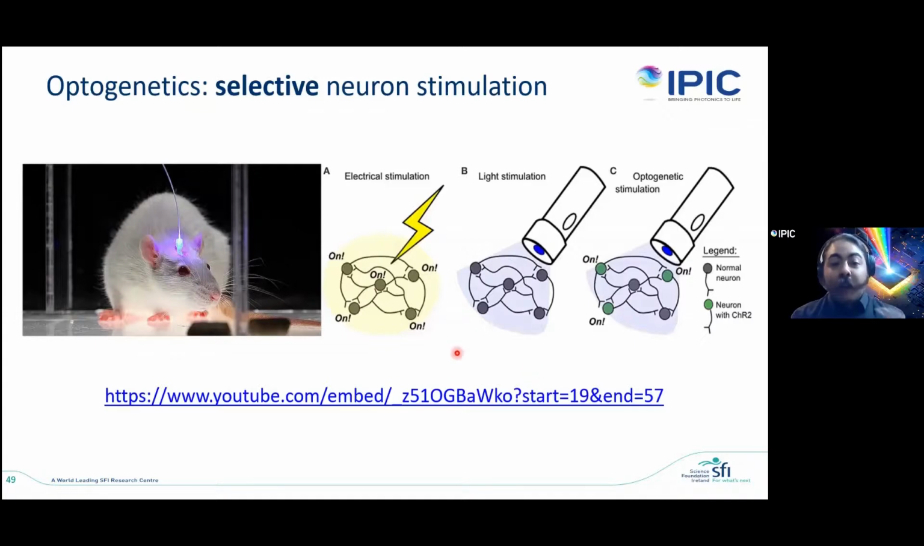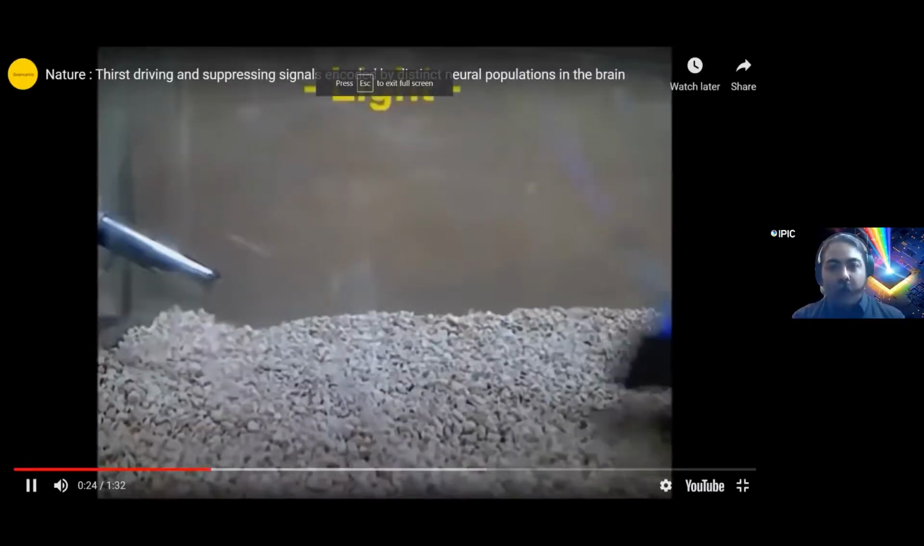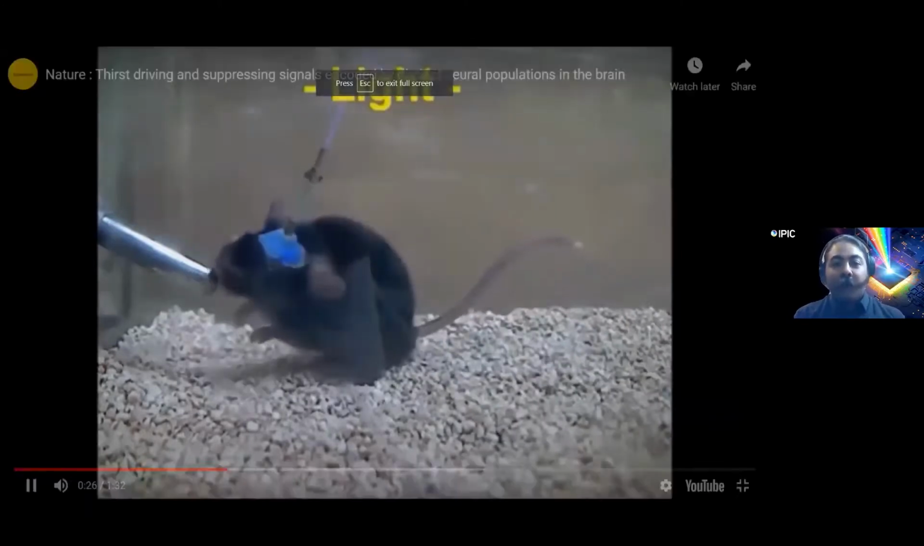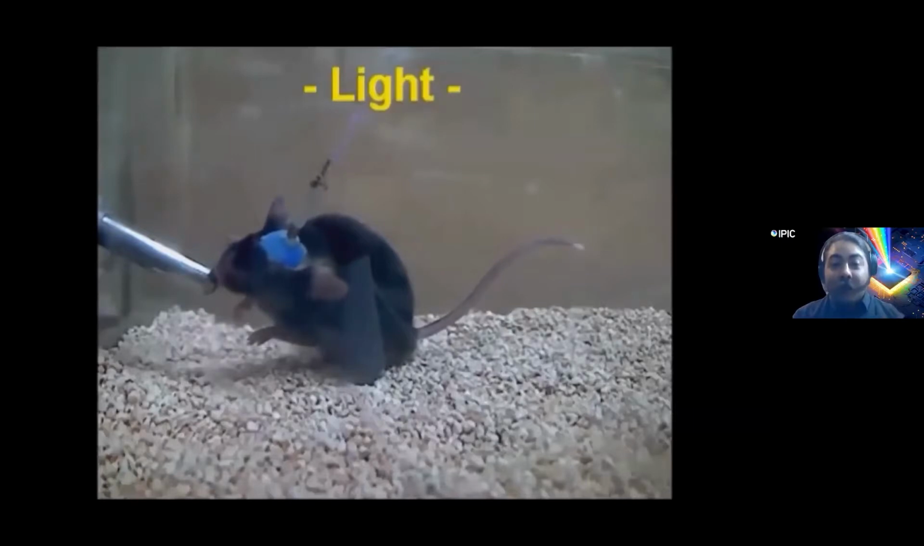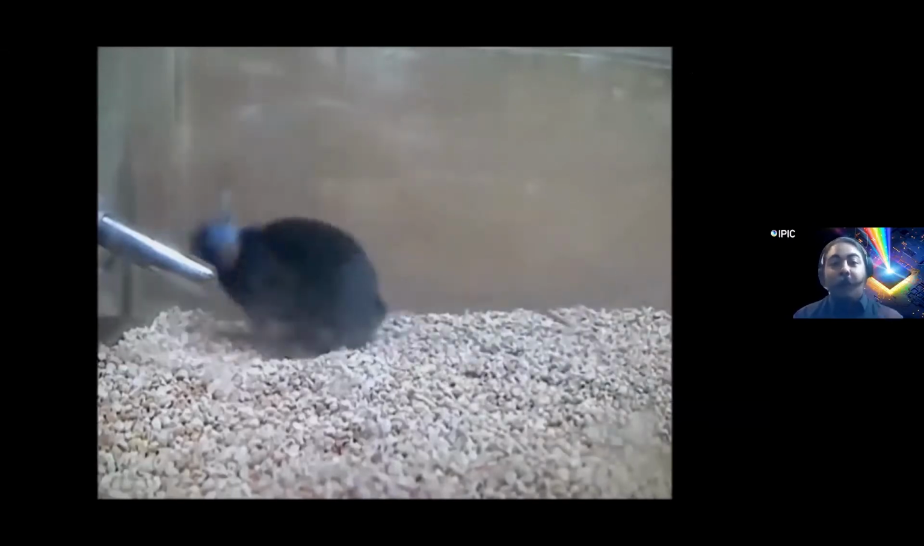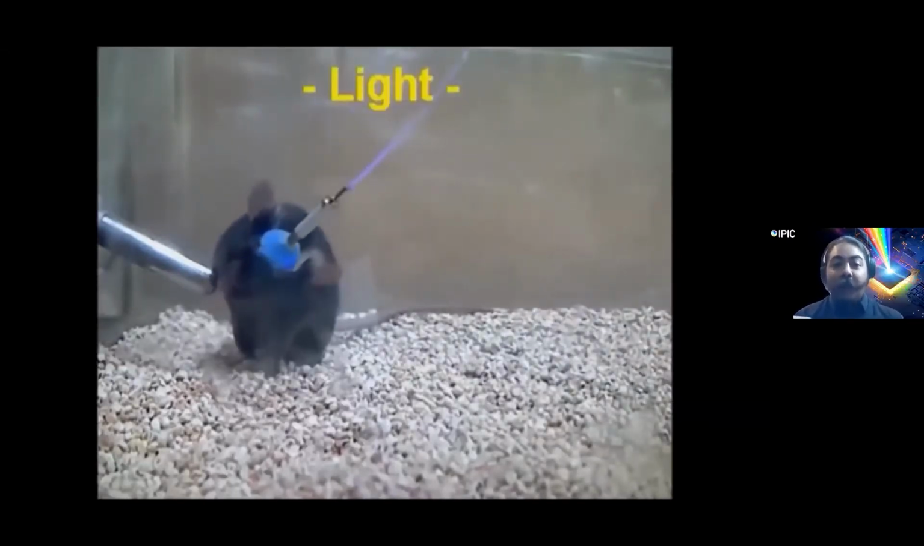So here there is a video. I will show you how it is. What happens is that when light is switched on, the rat or mouse will have the sensation of thirst. When it's switched off, it will just move around as if nothing is happening. And when it's switched on, it will have the sensation of thirst again.